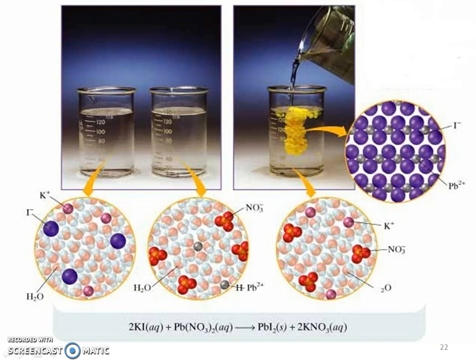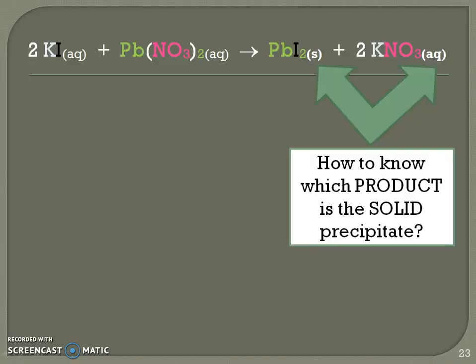So here's a nice visual for you, taking potassium iodide, which is a nice clear solution, and lead(II) nitrate, which is a nice clear solution. But when you pour them together, you get this yellow solid, or precipitate, of lead(II) iodide, which is the paint on your roads, by the way. And you have these spectator ions in the solution of potassium nitrate. So again, if you are not part of the precipitate, you are part of the solution, or vice versa.